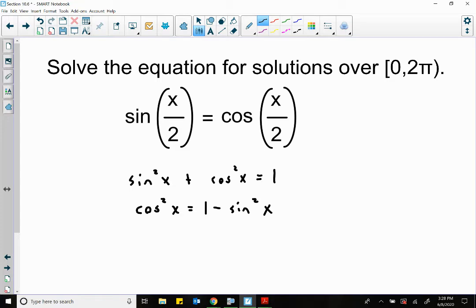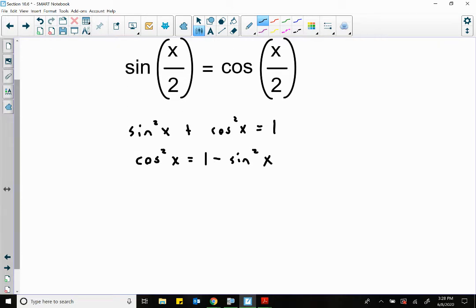So think about it like this now. Know that these two pieces are also going to be the same if both of these sides were squared.